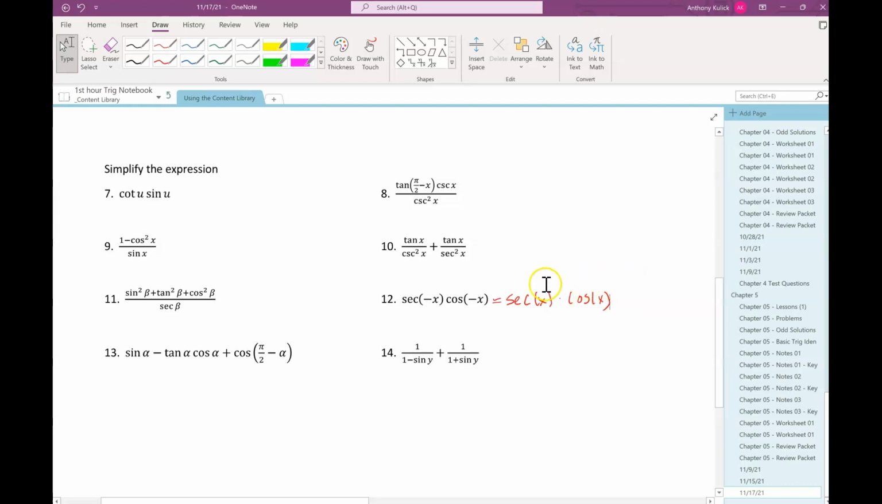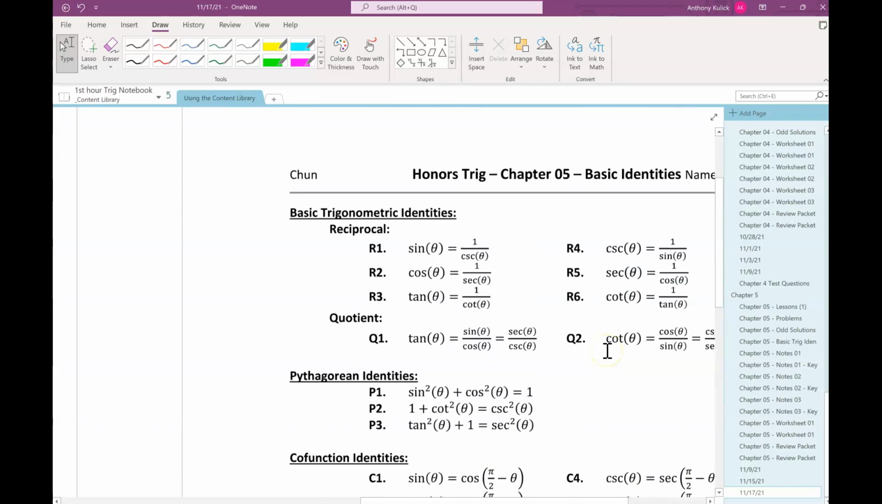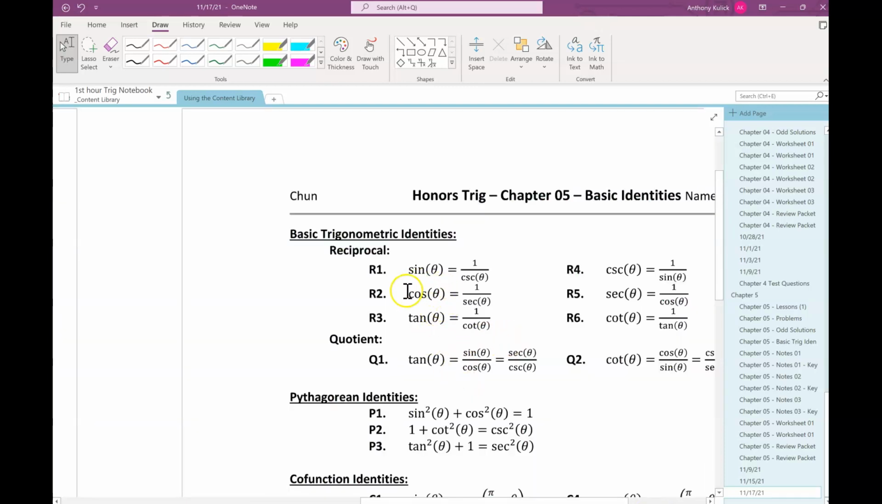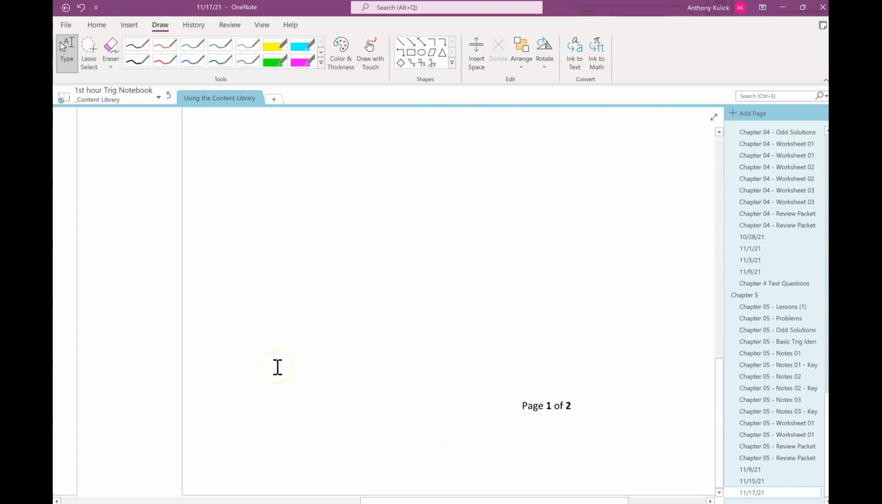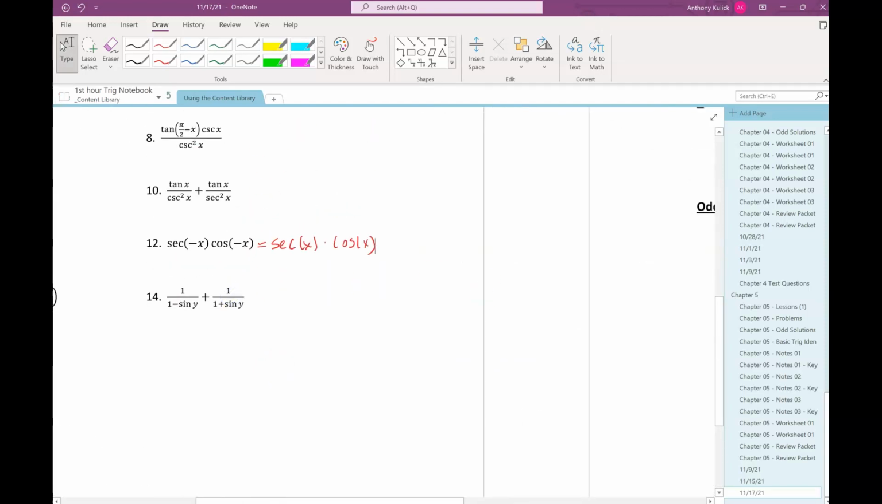So next I'm going to go through my identities and look for something that involves either secant or cosine that rewrites that in terms of the other one, right? So I start at the top here. I see that cosine is 1 over secant. So let's use that one, because that rewrites cosine in terms of secants. So that's good. So I have secant times 1 over secant, where I've just replaced the cosine with 1 over secant.